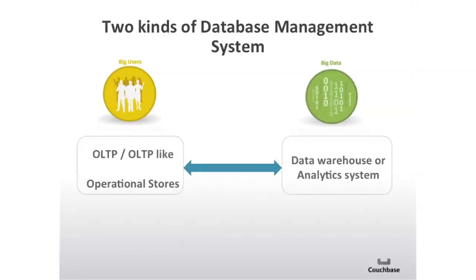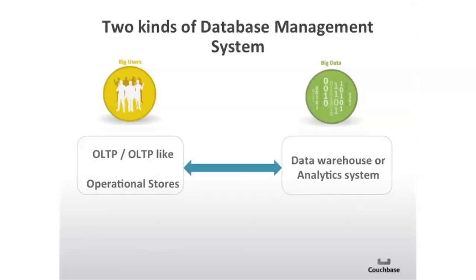So, the two kinds of database management system. We have OLTP or OLTP-like systems, which are mostly the operational data stores. On the other side, we have the data warehouse or the analytical system. The OLTP or operational data stores solve the big user problem. When I say big user problem, what that means is your application is being used by millions of users, doing a lot of read-write operations and accessing your database continuously. In that case, the operational data store is the one they reach to.